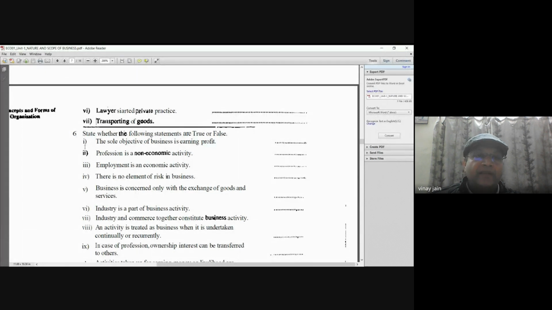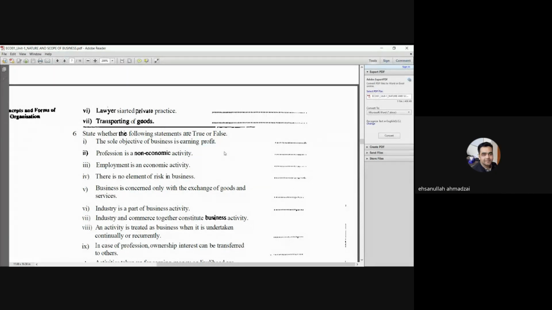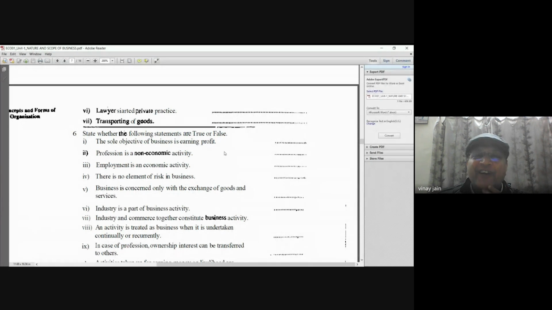Okay, I'm just taking these true and false questions, only two or three, just to judge your level of knowledge. State whether the following statement is true or false. The sole objective of business is earning profit. Is it correct or not? Yes, it is correct. No, it is not correct, guys. Why is it so? Because in addition to earning profit, you should have social objective, human objective.